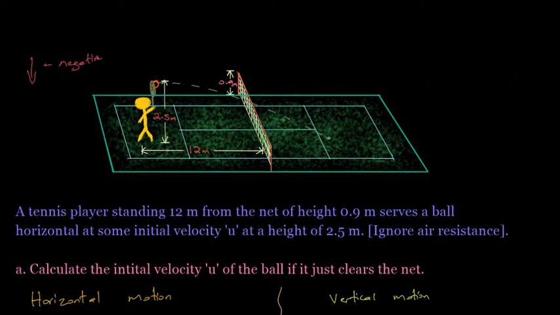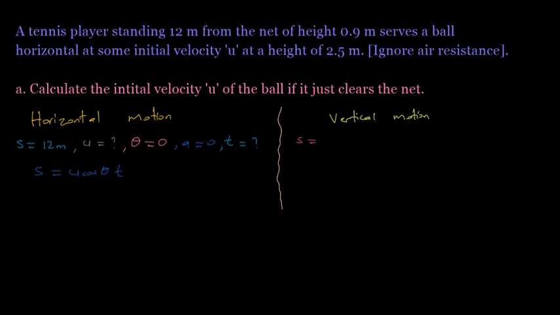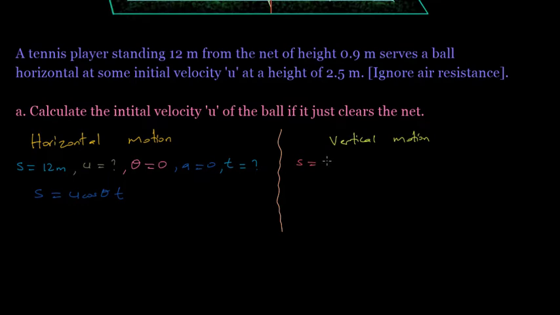So let's see if we can actually calculate that displacement S. So S now is 2.5 minus 0.9, should be 0.9, right? Which would work out to 1.6 meters. So our displacement is 1.6 meters negative. So this is negative 1.6 meters, again, because the object is moving downward.